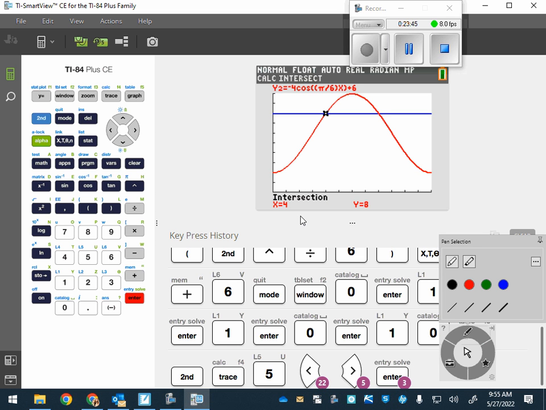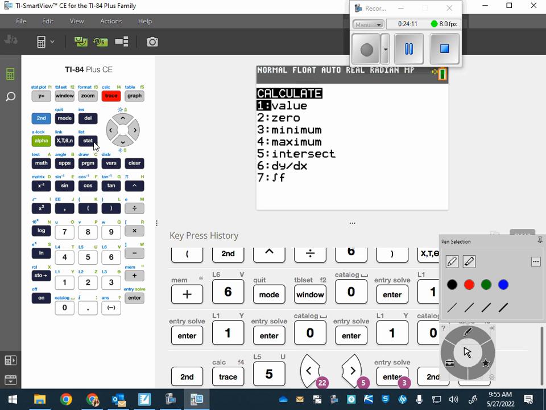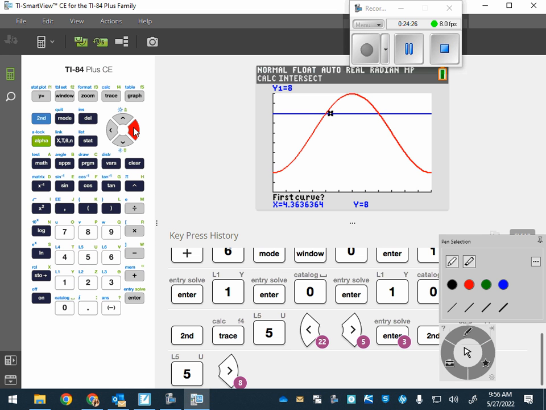Yes. Okay. Could be maximum switch. Maybe. Oh. You have to use negative. Okay. So write down x equals 4. We'll get to that in a second. And then second trace, number 5. And then move your cursor to the other side.